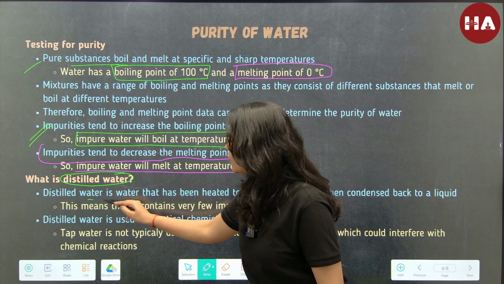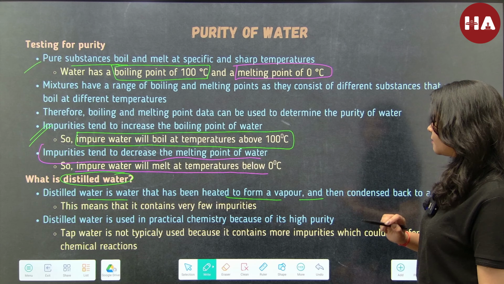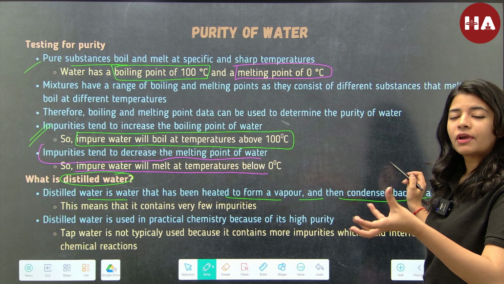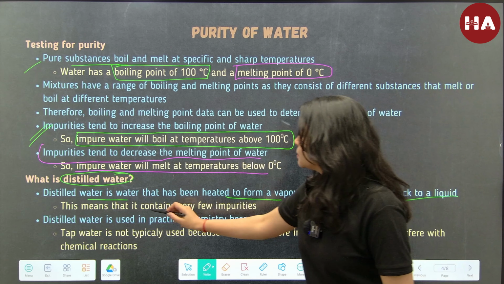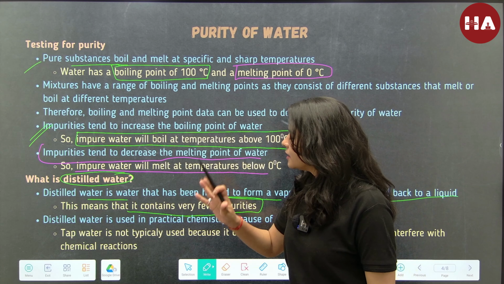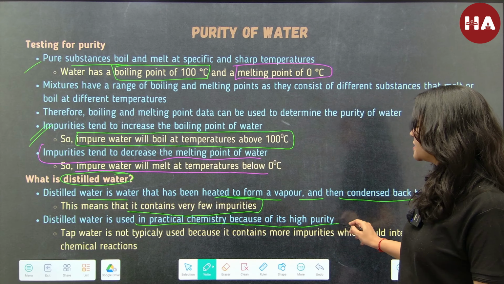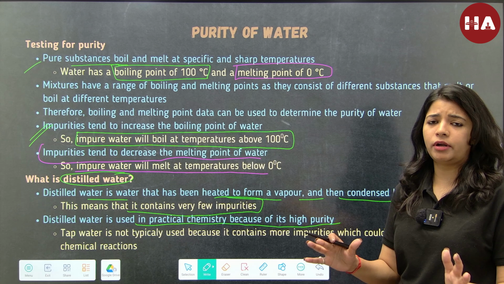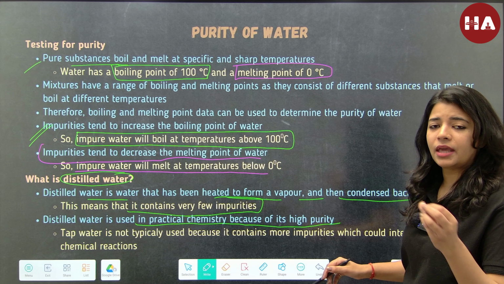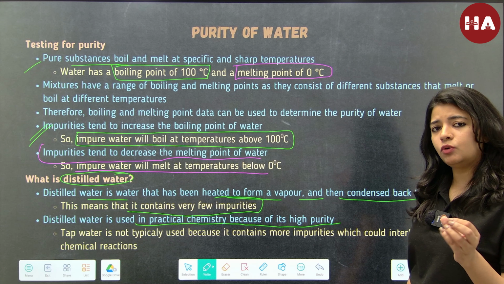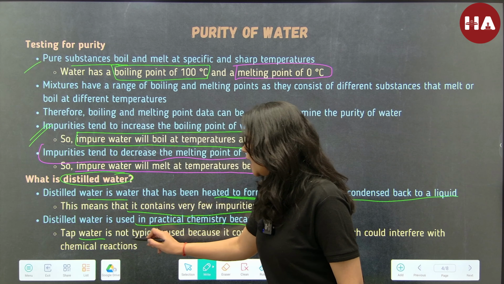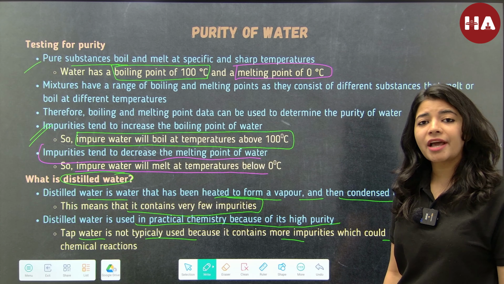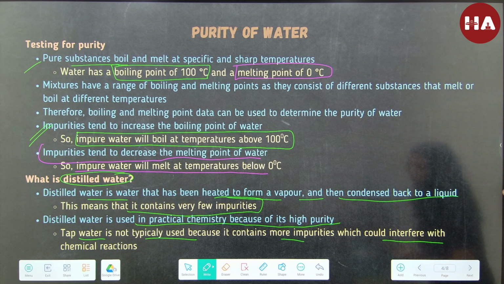Now let's read. Distilled water is water that has been heated to form water vapor. First it is converted into vapor and then it is condensed back to a liquid. So the liquid which we are getting is pure, which means it contains very few impurities. Distilled water is used in practical chemistry because of its high purity. Why are we not using tap water? Again, because it contains impurities and we do not want any hindrance or interference in our test. Hence we use pure water as a solvent. Tap water is not typically used because it contains more impurities which could interfere with chemical reactions. Now please note down these important points.